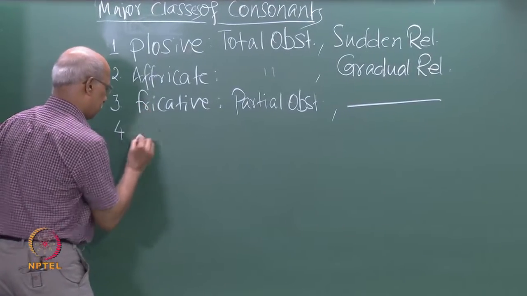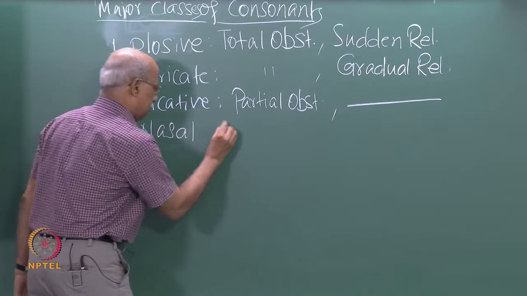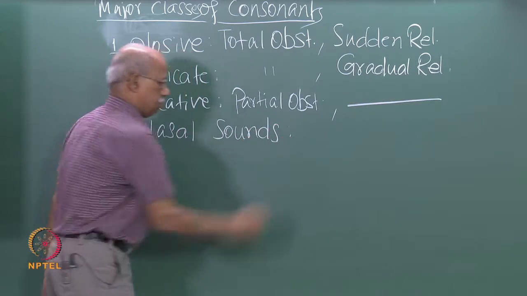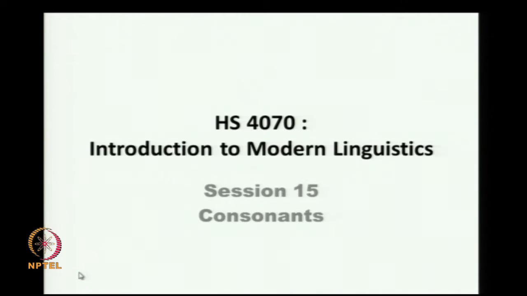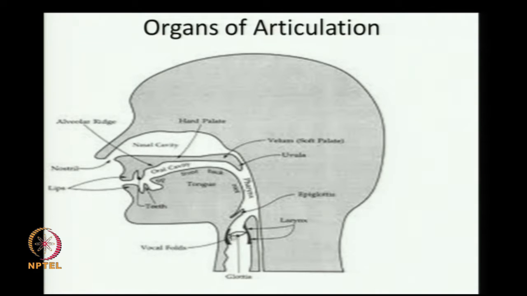English also has nasal sounds, sounds in the production of which the velum is lowered. See, this is the velum. Are we together, please? Look at the screen and just see the arrowhead. This is the velum, or uvula. When the uvula is raised, speech air passes through the mouth, through the oral passage. But when the uvula is lowered, speech air passes through the nasal passage, and we produce nasal sounds.